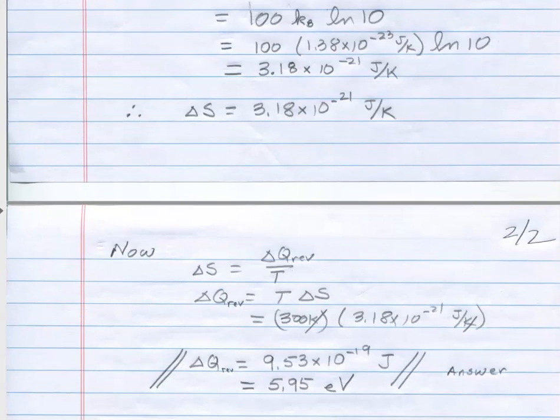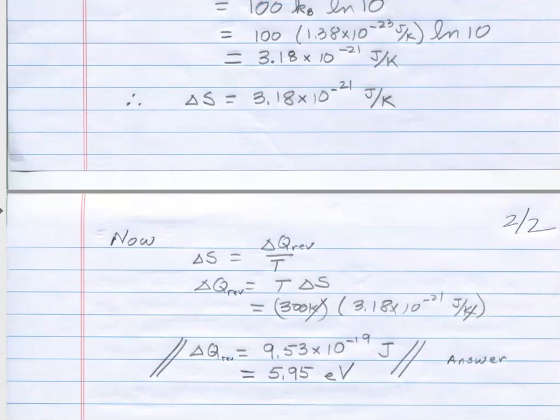Now then, we need to relate that to the heat. They want to know how much heat was added, and oftentimes I'll just write this as delta S equals delta Q over T, but really it's for a reversible heat transfer. And so I can solve this. The delta Q is T delta S, and I've just calculated delta S. So multiply that times the temperature it was added at, 300 Kelvin. And when I multiply those out, I get 9.53 times 10 to the minus 19 joules. And if you convert that to electron volts, you get approximately 6 electron volts.